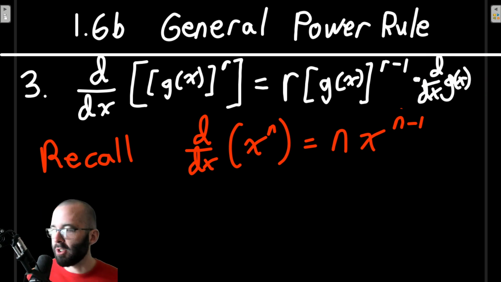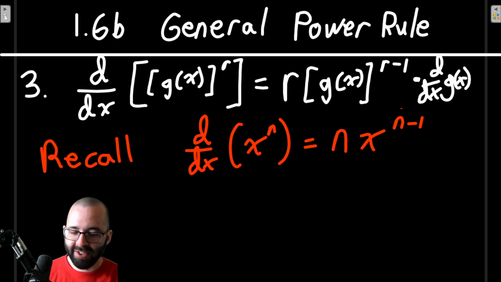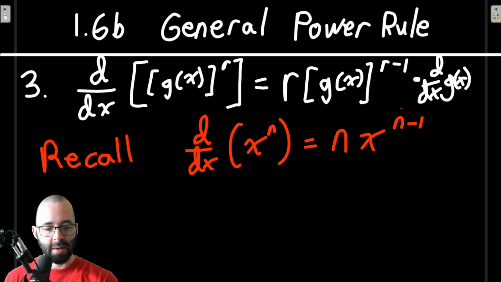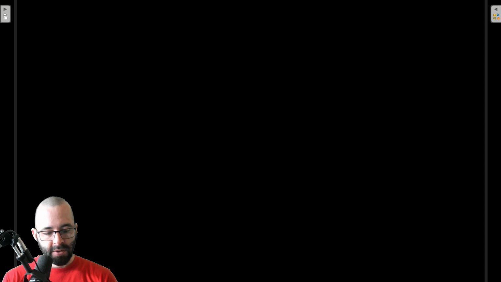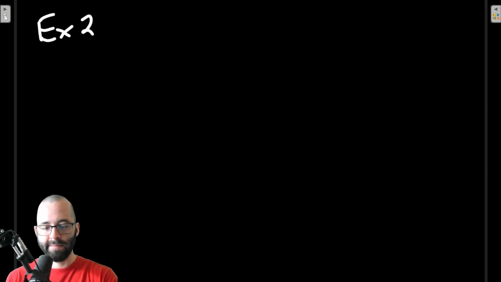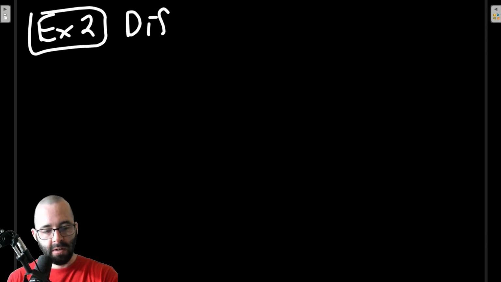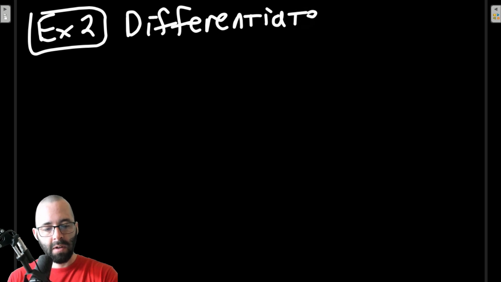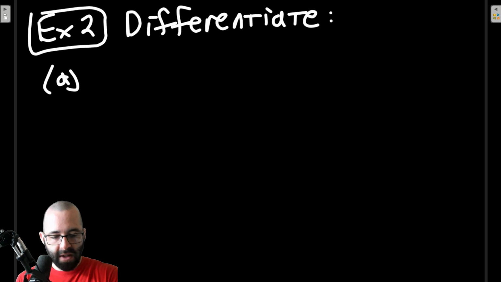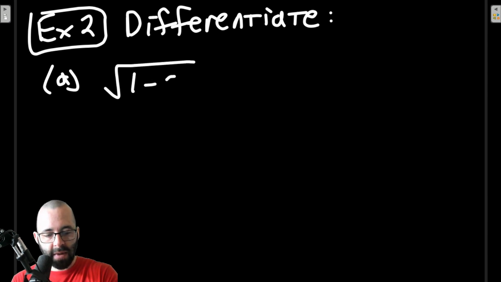So that's it. You learned the whole section. Go take your exam. Just kidding, right? We're going to do some example problems. So this is going to be example number 2. We're going to use it a lot. So differentiate the following. Part A is going to be the square root of 1 minus x squared.